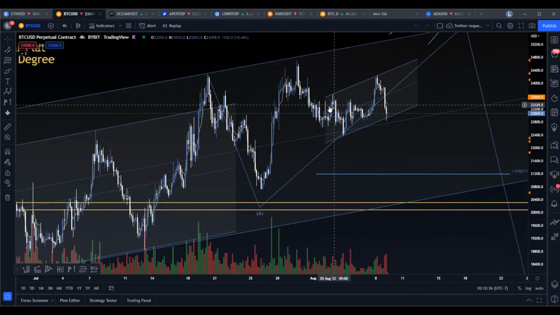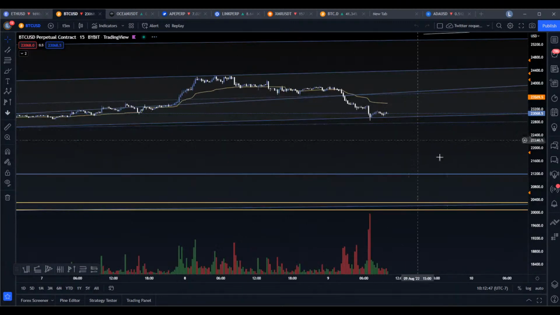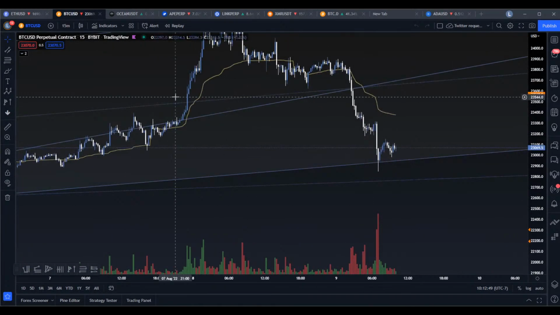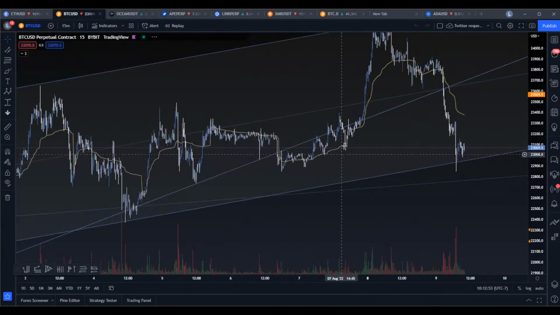There's an idea here, but I was looking at it this morning and I decided not to trade it. Obviously, I could have probably got a TP1 out of it if I was really aggressive, but yeah.